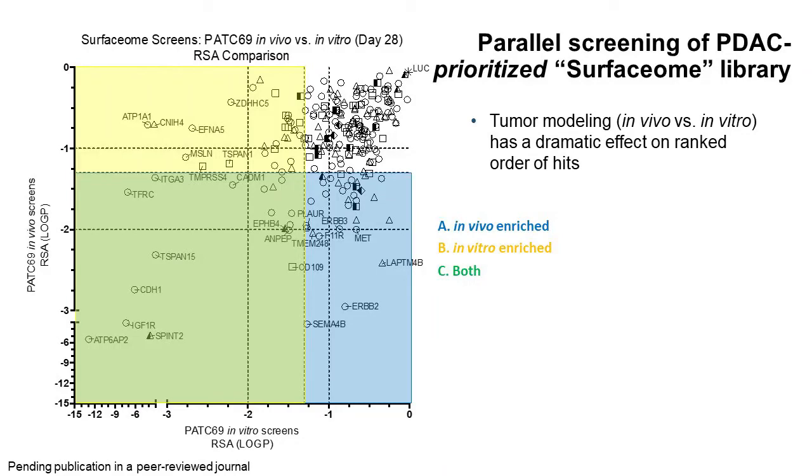In doing so, you'll see I have a plot here. On the x-axis you identify in vitro, and on the y, you see in vivo. What this lets us do is identify targets that are in vivo enriched for every PDX model, targets that are in vitro enriched, and targets that score across both.